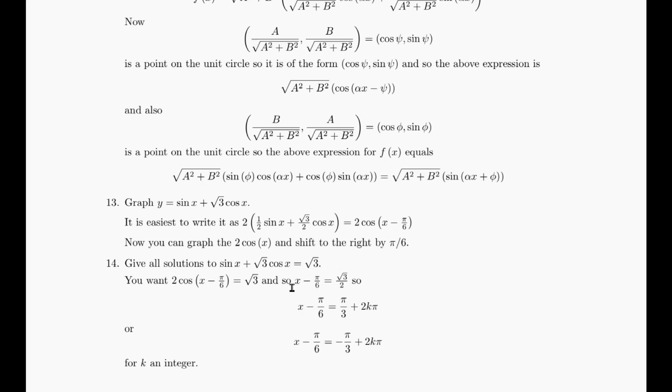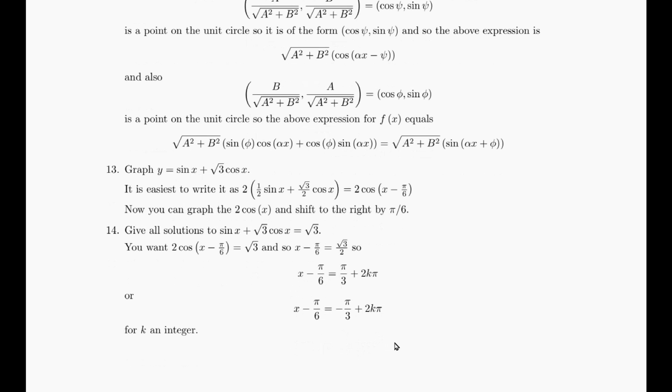And so I would have, there's a missing cosine right there. So then I'd have x minus pi/6 is equal to pi/3 plus 2k pi, or x minus pi/6 equal to minus pi/3 plus 2k pi for k an integer. So I could just add pi/6 to both sides and I'd get all solutions. Now this would have been a very hard problem if you didn't write it in terms of an amplitude and phase shift.